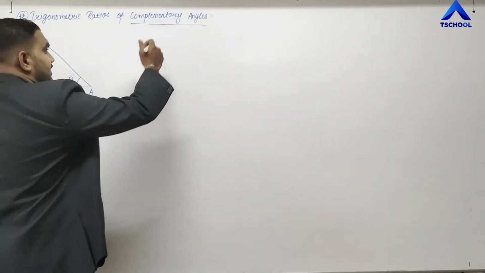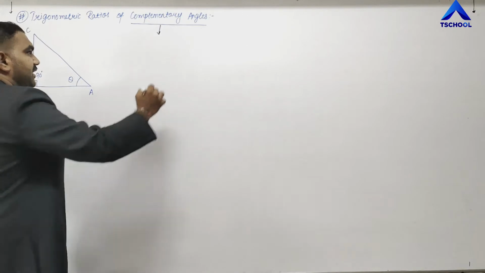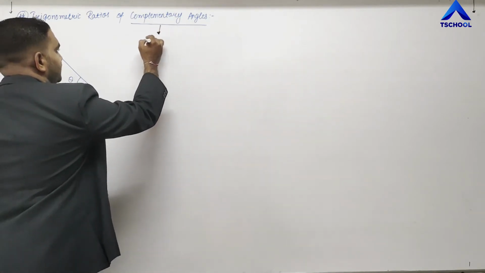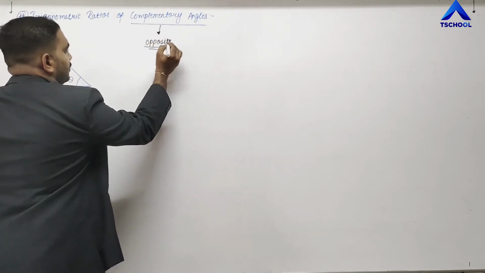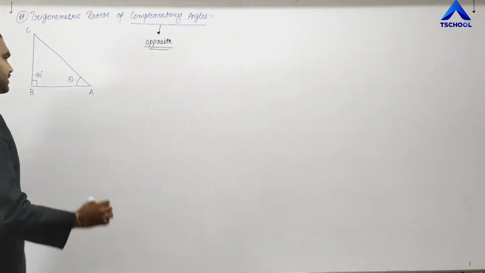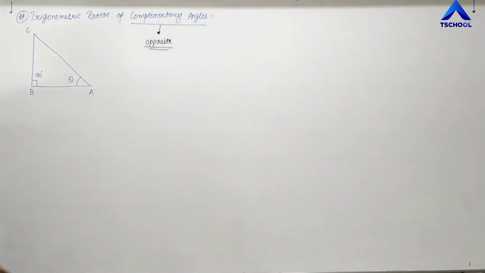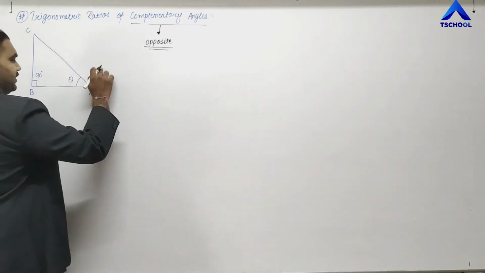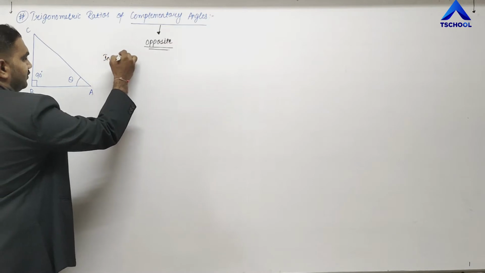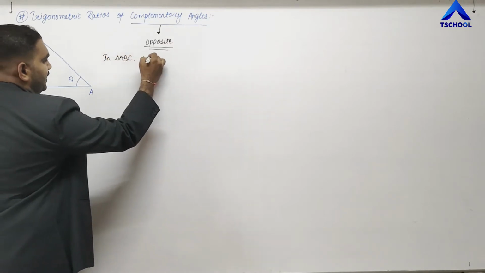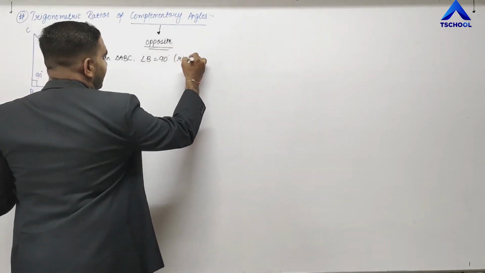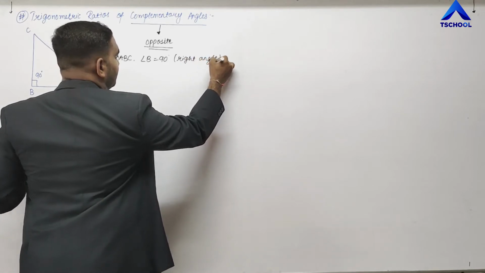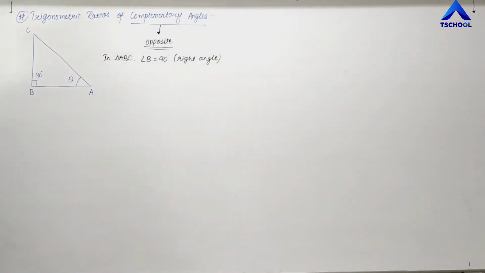First of all, let us understand this word complementary. Complementary means opposite. And opposite, here in this topic specifically, means that if we take this triangle ABC with angle B equal to 90, or angle B as the right angle. Right? Angle B is the right angle.